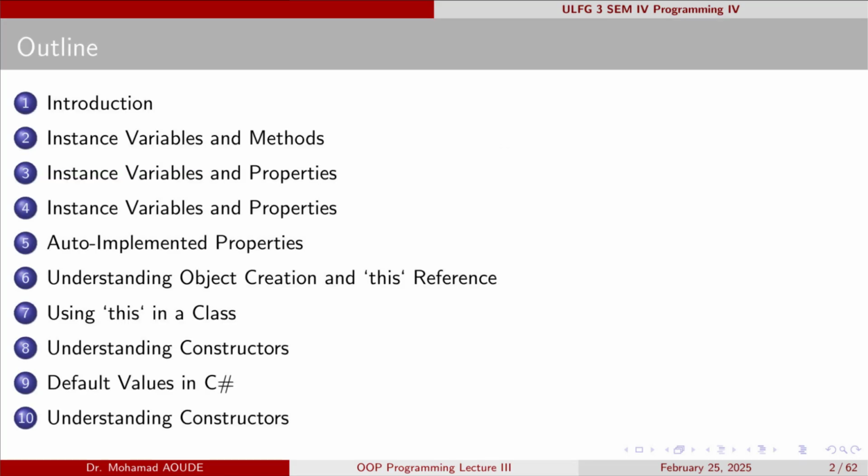Here's the roadmap for today. First, we'll talk about what a class is and how it relates to objects. Then, we'll move on to instance variables, which store object-specific data, and instance methods, which define object behaviors. Next, we'll explore properties, a safer way to access object data, auto-implemented properties for quick setup, the use of the keyword this, and finally, we'll introduce constructors, the special methods that create objects properly. Each topic builds on the previous one, so stay sharp.